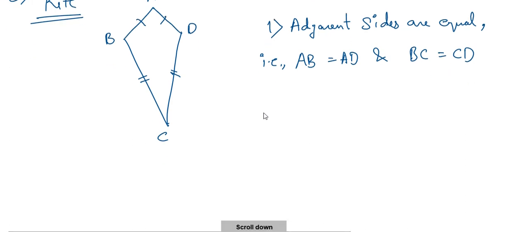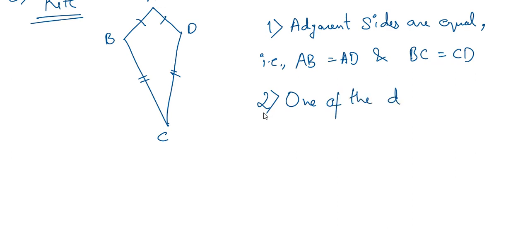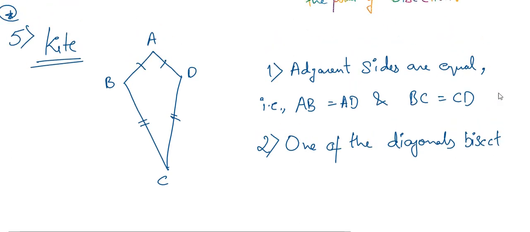So here's another property about the diagonals. We have two diagonals only. One of the diagonals bisects the other. Not both will bisect each other. One of the diagonals would bisect the other.